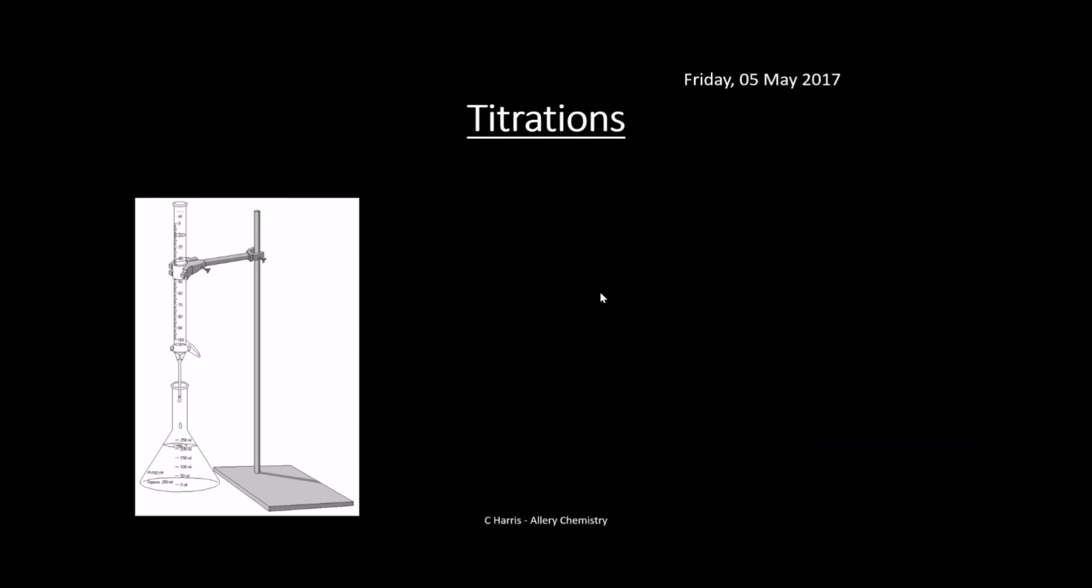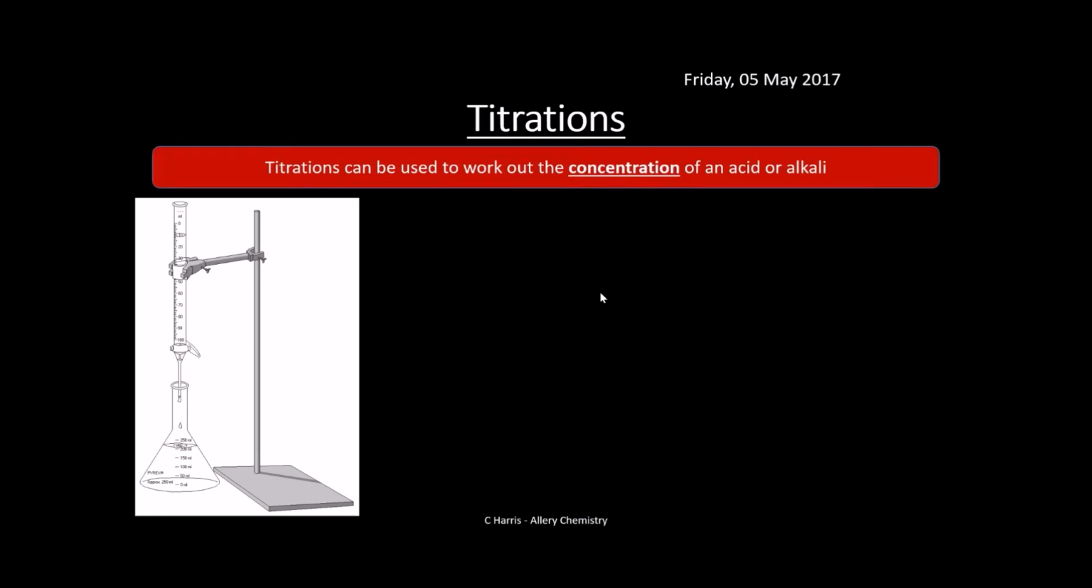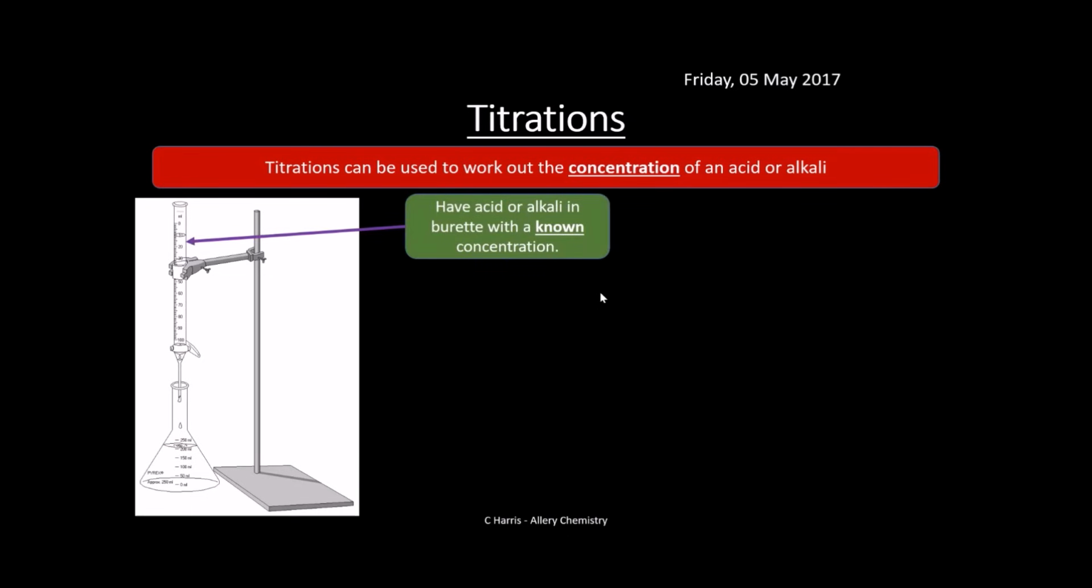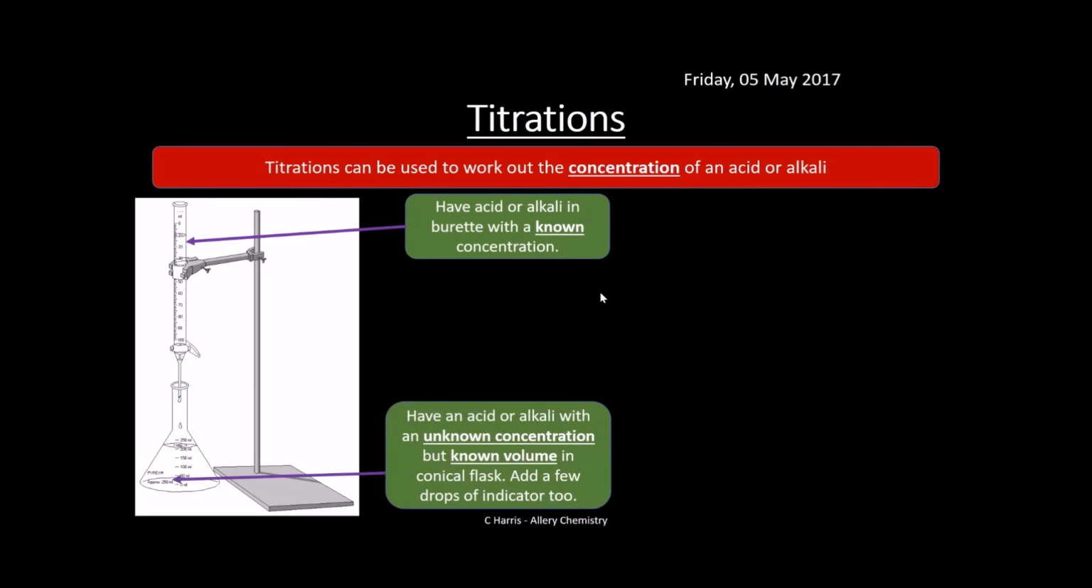Okay, titrations, absolutely crucial in chemistry. So these can be used to work out the concentration of an acid or an alkali. So you could, for example, have an acid or an alkali, either or, in a burette with a known concentration. So we know the concentration of it. But in your conical flask, we have an unknown concentration, but we have a known volume of a substance in there. And again, it could be an acid or alkali. It doesn't really matter which way around it is.